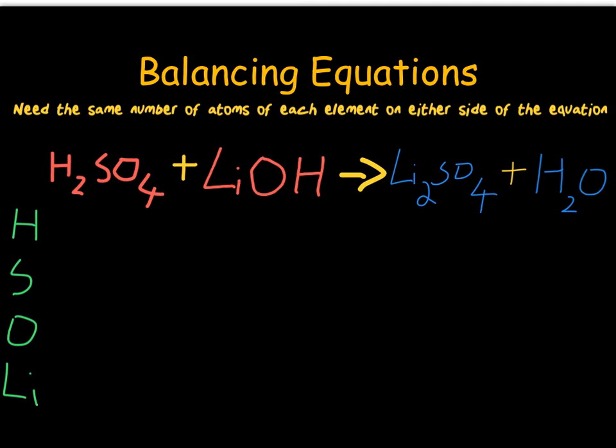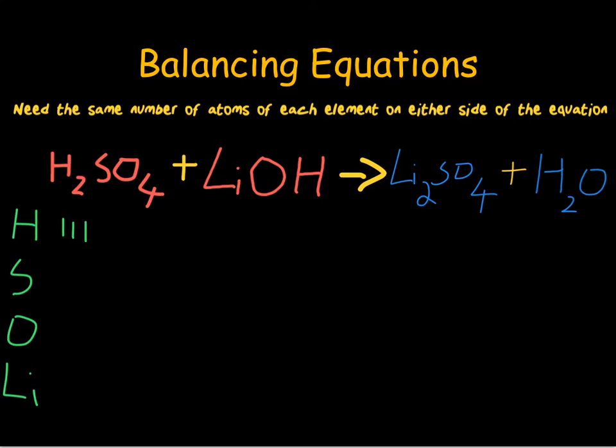First of all, we will look at the left-hand side. On the left-hand side, we have 3 hydrogens. We have H2, giving us 2 hydrogens, and a 3rd hydrogen here. So we're going to tally those up as 3 hydrogens. On the left-hand side, we also have 1 sulfur, just this one here. We also have 5 oxygens. We have 4 oxygens here and 1 here. And finally, we have just the 1 lithium.